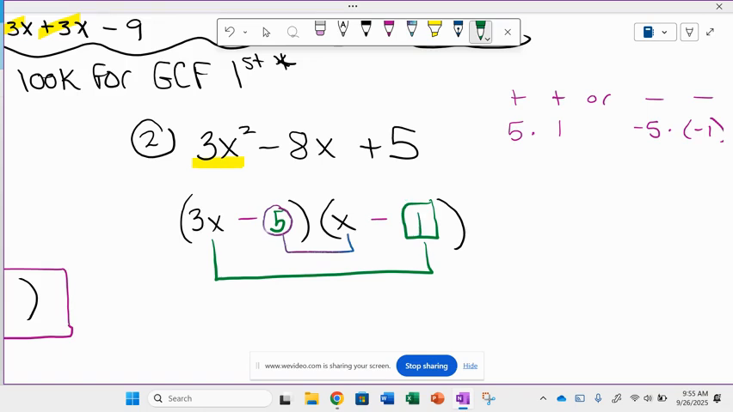Let's check this. 3x times 1 is 3x. Negative 3 times x is negative 3x. Negative 5 times x is a negative 5x. Negative 3x minus 5x is a negative 8x. Is that middle term good? Yes, that's how we know we factored this correctly. So this is my rationalizing your way through guess and check.